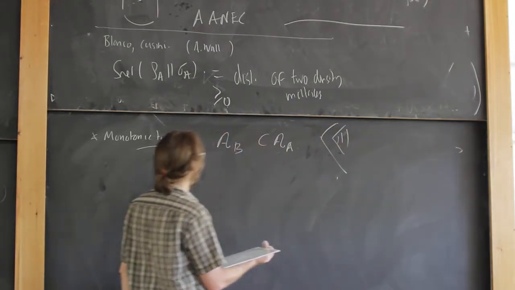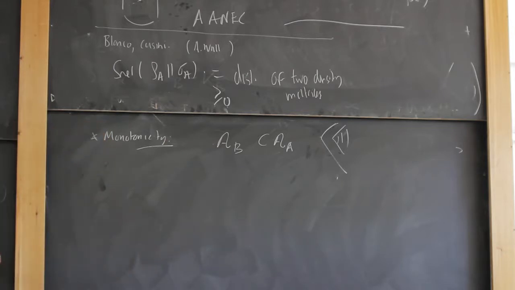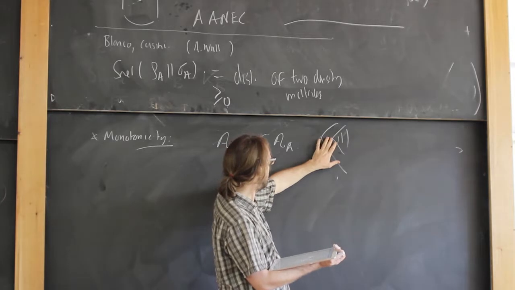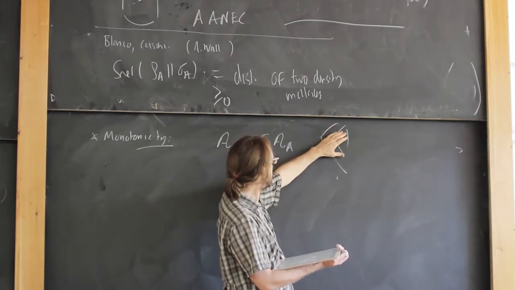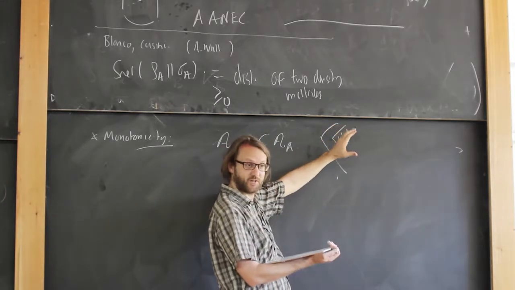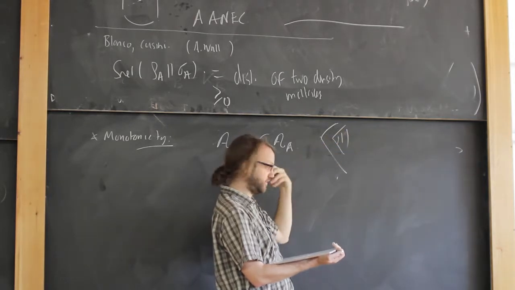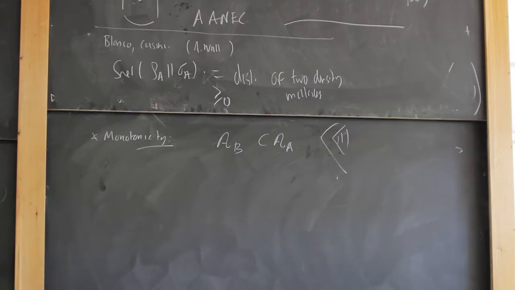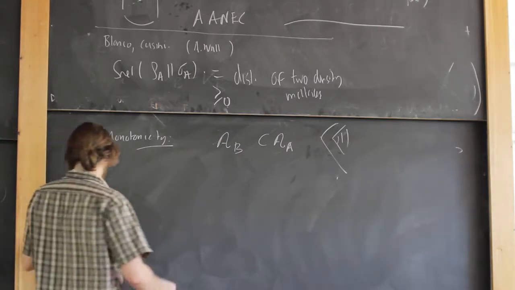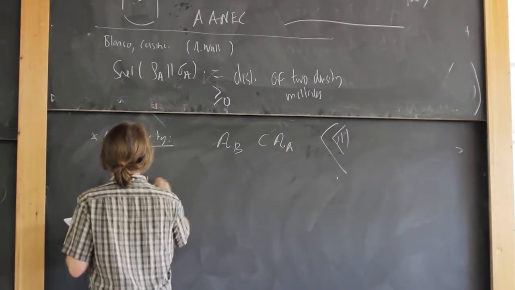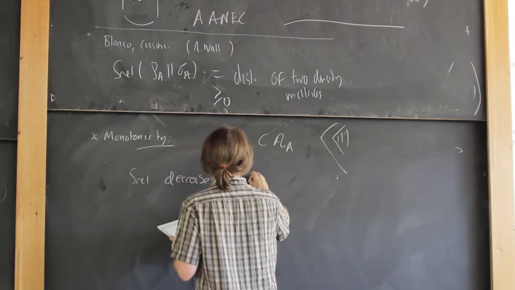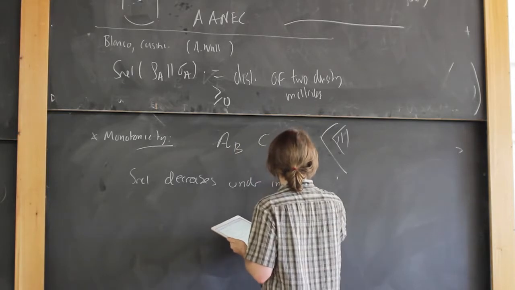Okay. Let me just say that again. If there are fewer ways for you to distinguish two density matrices, then any measure of the distinguishability should decrease. Okay. So S_rel decreases under inclusion.